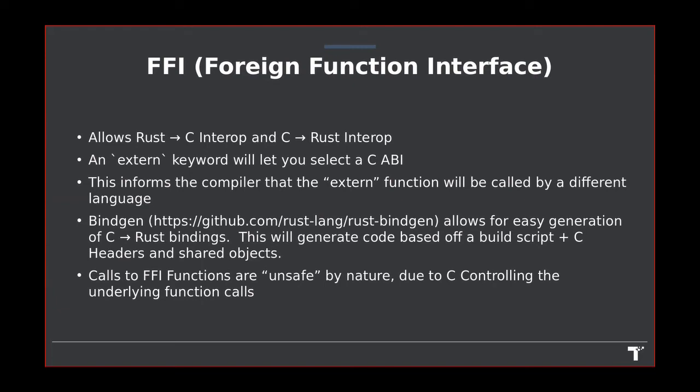It informs the compiler that the extern function will be called by a different language. Bindgen, which is what I'm going to use for my demo, allows for easy generation of C to Rust bindings. This will generate code based off a build script and C headers and shared objects, so you don't have to handwrite the bridges. Without Bindgen, you would have to use the link macro, link to the shared object manually, and write a bunch of code that's not fun to write. And calls to FFI functions are unsafe by nature due to C controlling the underlying function calls. Rust can't guarantee all of its guarantees in C.